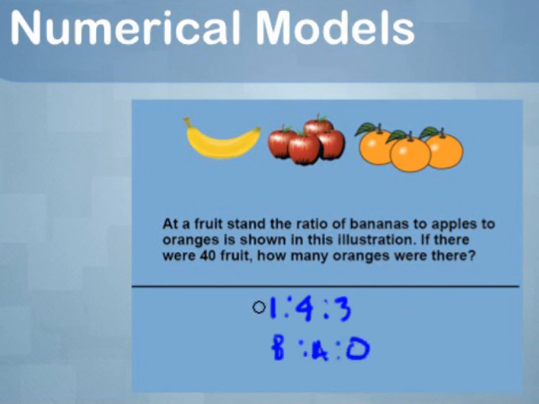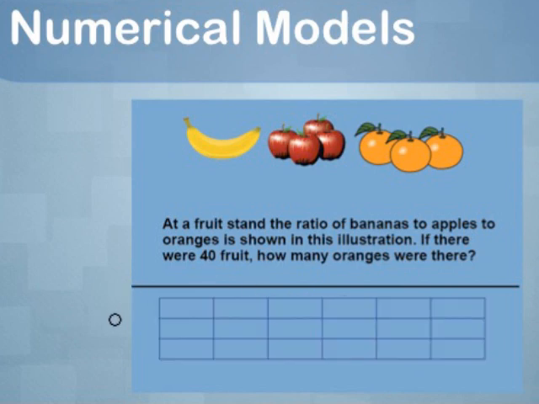To solve this ratio problem, we can use a ratio table to generate sets of numbers that maintain the ratio. Like this. In the first column, we add the 3 items: B for bananas, A for apples, and O for oranges. In the second column, we add the ratio 1 to 4 to 3. Below the table, we'll keep track of the total number of fruit, which at the start is 8.